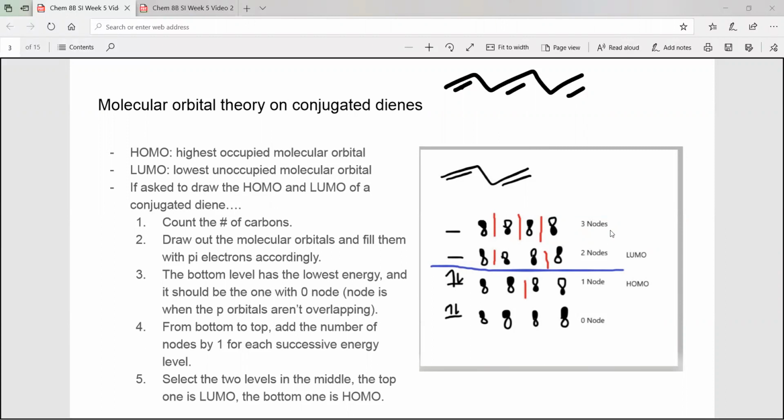Select the two levels in the middle. The top one would be LUMO, and the bottom one would be HOMO. Another way to reinforce this idea is that pi electrons only fill all the way up to HOMO, hence the term highest occupied molecular orbital.